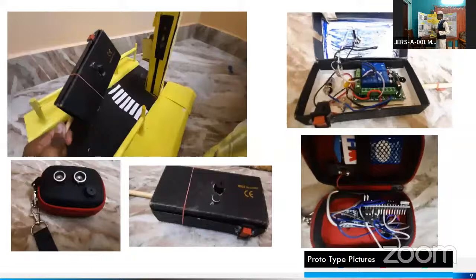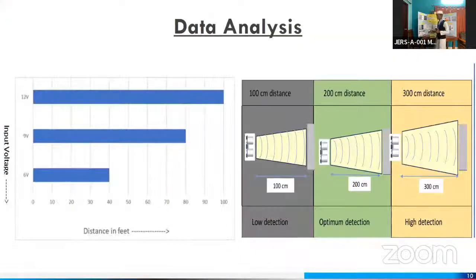We have written the code such that if the distance is between 200 centimeter and 100 centimeter, the blind man will receive a constant signal for 0.5 seconds and he will not receive the signal for a second. Whereas if the distance is between 100 centimeter and 50 centimeter, the blind man will receive a signal for 1.5 seconds and he won't receive the signal for 0.5 seconds. And if the distance is below 50 centimeter, he will constantly keep on receiving the signal.